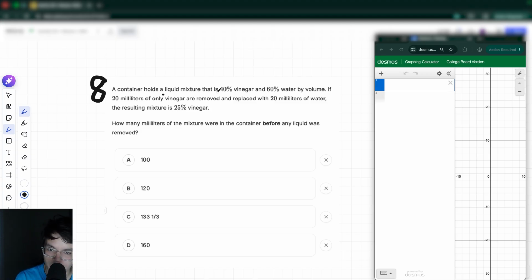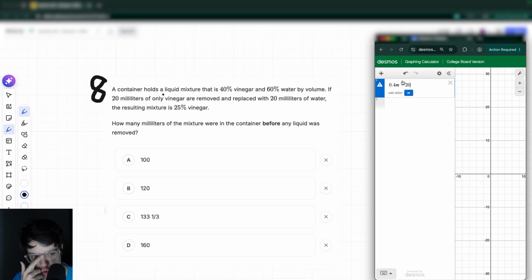So basically what we're saying up here is that we have a mixture that is 0.4 of vinegar. So I can just say 0.4 times M for mixture. And then it says 20 milliliters of only vinegar are removed. What we can just do for that is subtract 20. Now that may not look right, but think about what we're saying here. This is the amount of vinegar in the original thing because we don't know how much M is. And then we're just taking away some vinegar. So this all would balance out as typical.